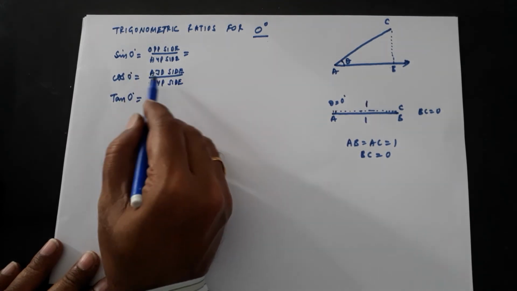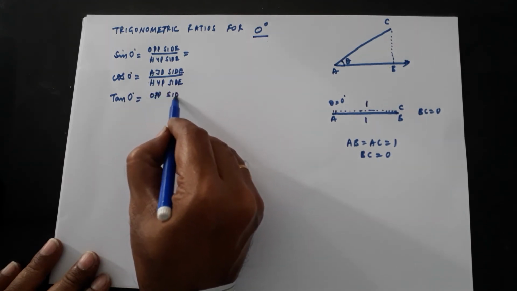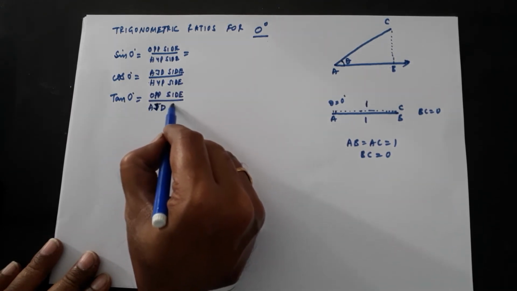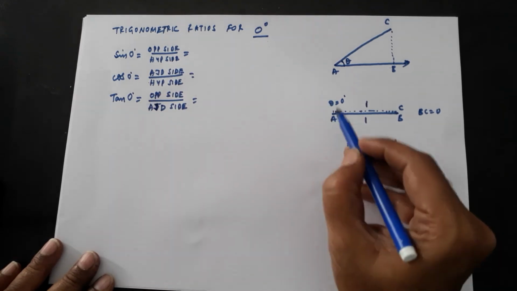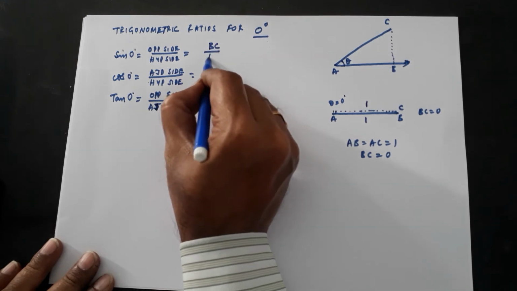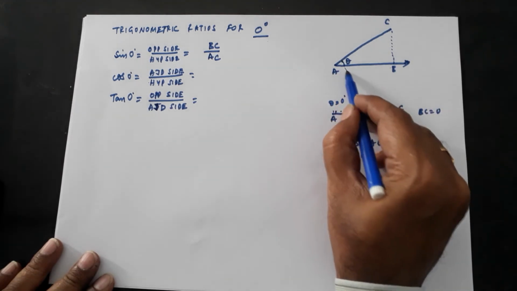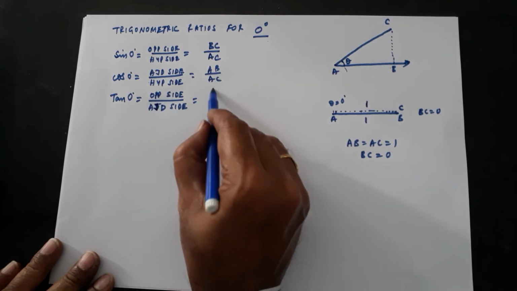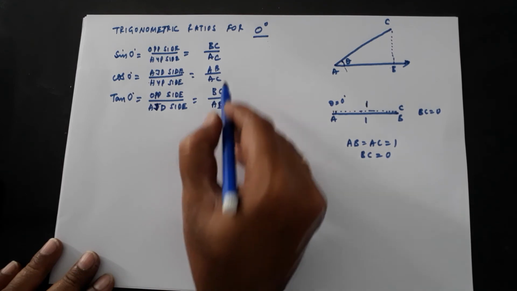Adjacent side by hypotenuse side, opposite side by hypotenuse side. Tan would be opposite by adjacent. Here theta is this one. Opposite side would be this BC. BC by AC, the hypotenuse, and the adjacent side is AB. So cos is adjacent AB by hypotenuse AC. Tan is opposite BC by adjacent AB. So what is the value of BC?